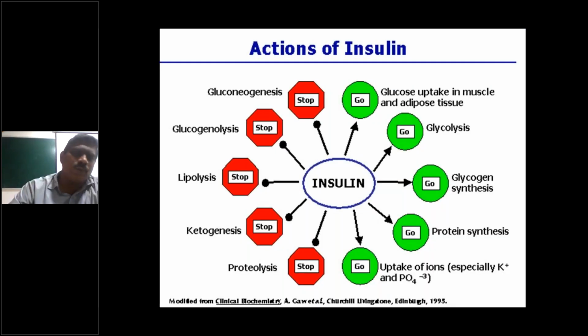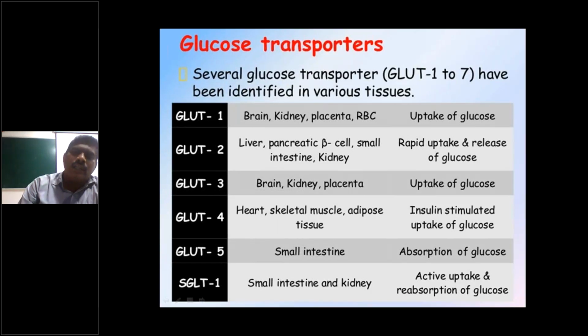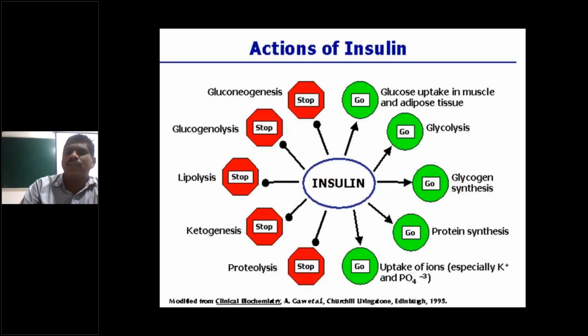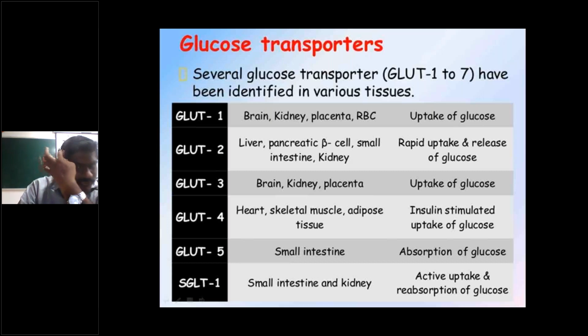Then what is the role of insulin in our body? As all of you know, insulin is required for the entry of glucose into adipose tissue, skeletal muscle and heart. Only the heart muscle, skeletal muscle and adipose tissue depend on insulin for entry of glucose.